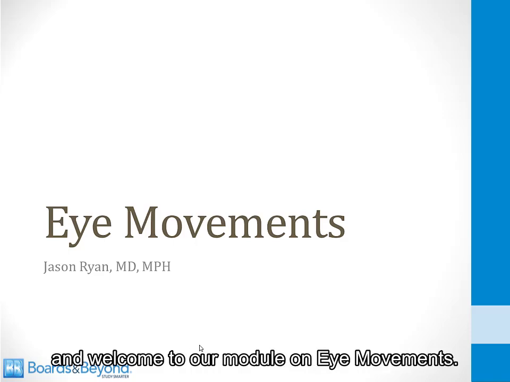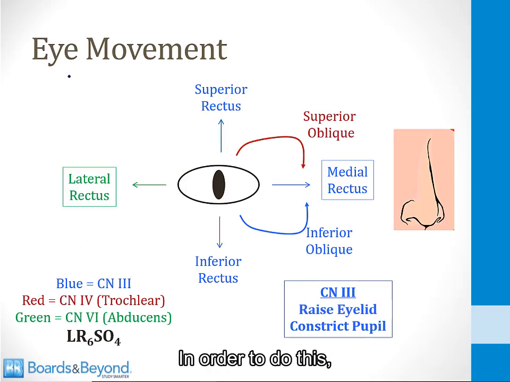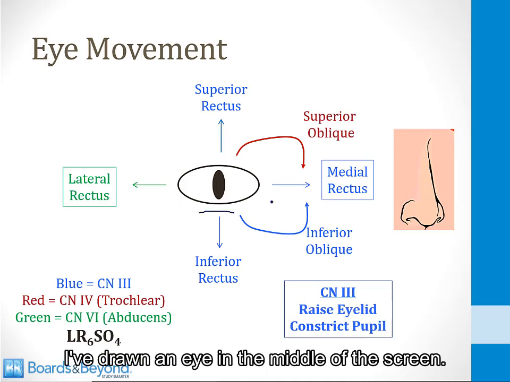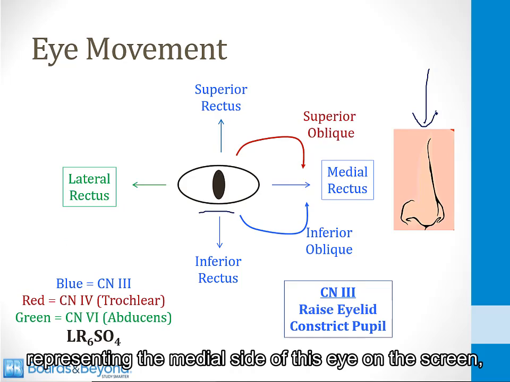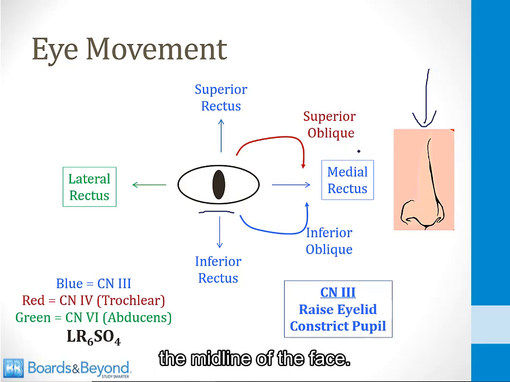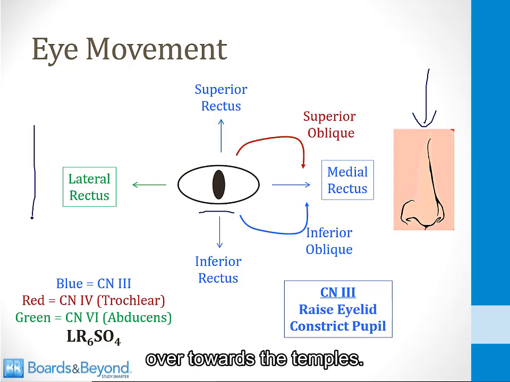Hello everyone and welcome to our module on eye movements. Let's start by reviewing the muscles of the eye and their effect on eye movement. In order to do this, I've drawn an eye in the middle of the screen. There's a nose on the right side of the screen representing the medial side of this eye, the midline of the face, and over here is the lateral side of this eye over towards the temples.